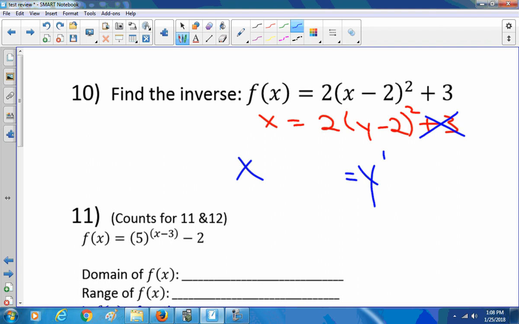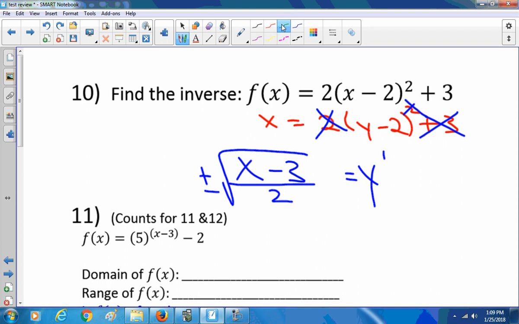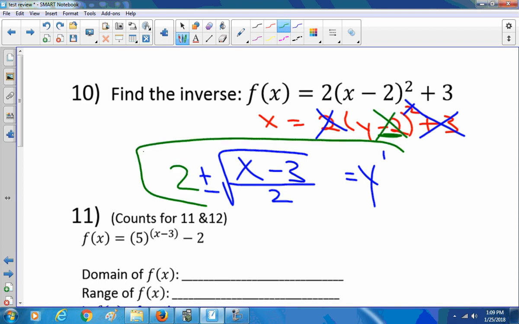I'm moving the 3 by subtracting it. I'm moving the 2 by dividing it. I'm moving the squared, the exponent, by square rooting, remembering my plus or minus. And finally, I'm moving the minus 2 by adding it. You are done.